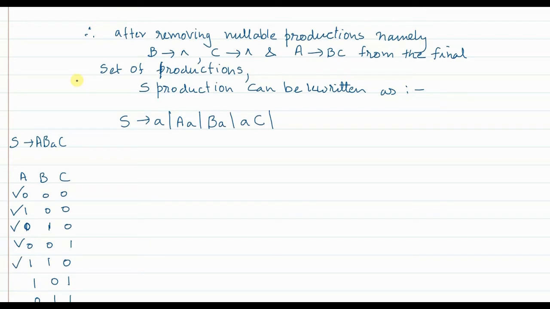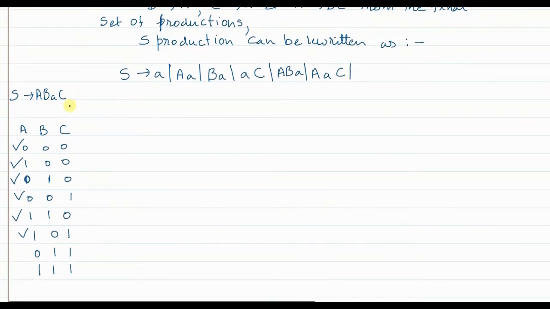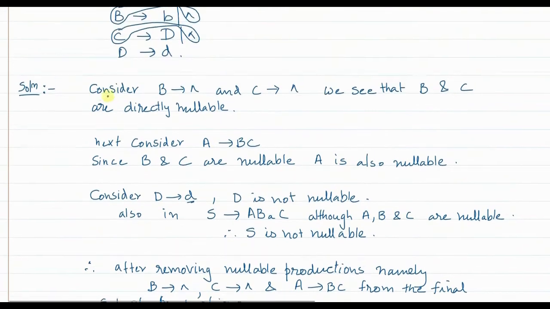Fifth, we assume that A and B exist and nothing else exists, so the term becomes aBA. Sixth, A and C exist but B does not exist, so the term becomes aAC. Then we assume that A does not exist but B, C exist, so you will have bAC, and finally all three terms exist, so you will get the original term back, that is aBAC. So the S production can be rewritten as this. The D production will remain as it is.